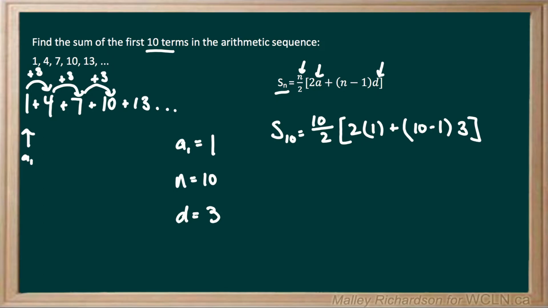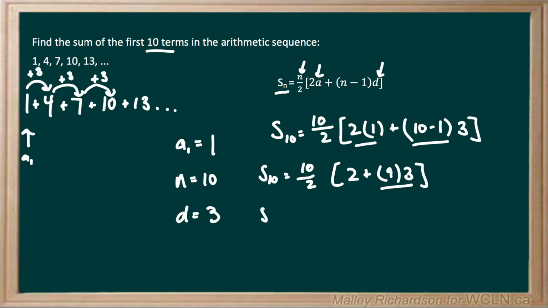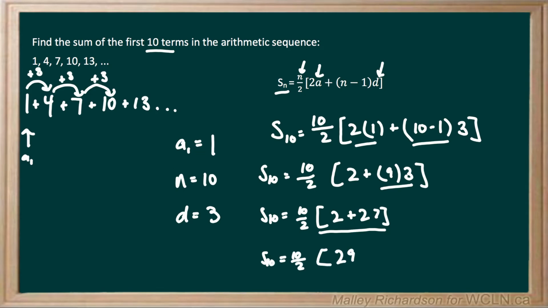So we have to do our brackets first, so we will do 10 minus 1 first, and then we can also do 2 times 1 as well. So S of 10 equals 10 over 2 multiplied by 2 times 1, which is 2, plus 10 minus 1, which is 9, multiplied by 3. Next we'll do 9 times 3, so we have S of 10 equals 10 over 2 multiplied by 2 plus 9 times 3, which is 27. And next we just want to do our brackets, so we'll add 2 to 27. 2 plus 27 is 29.